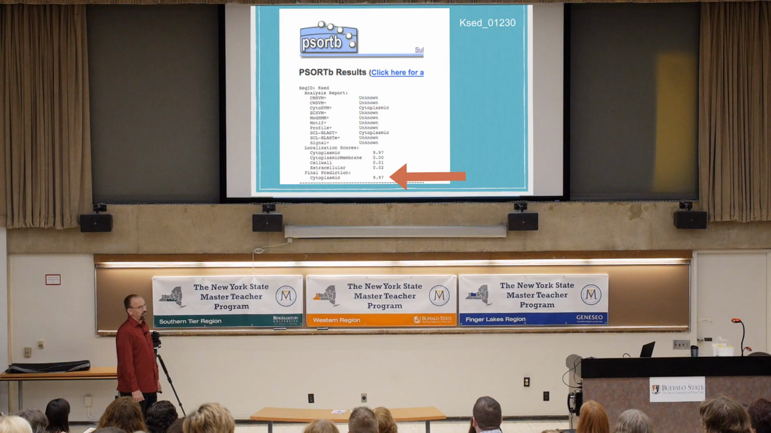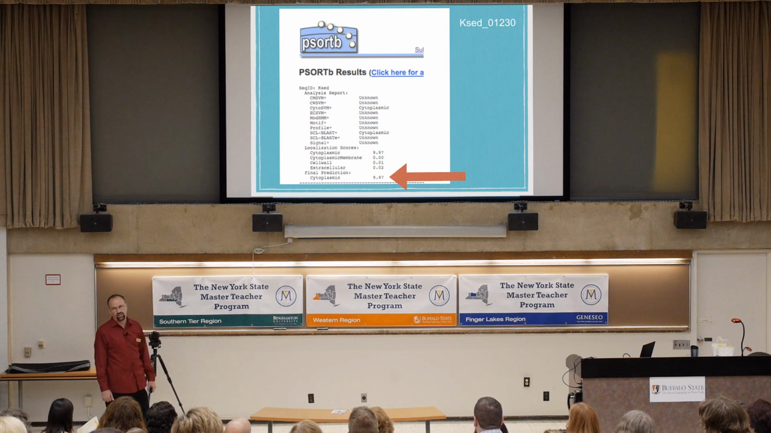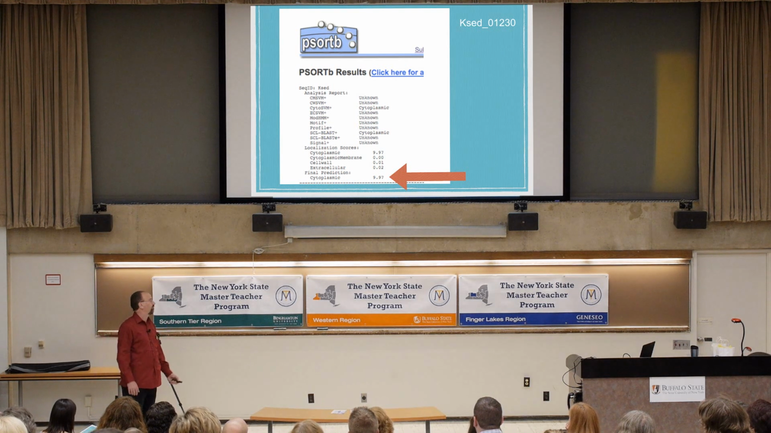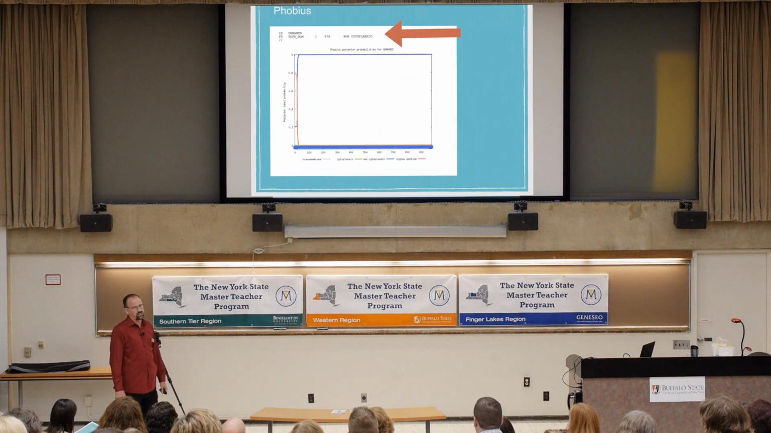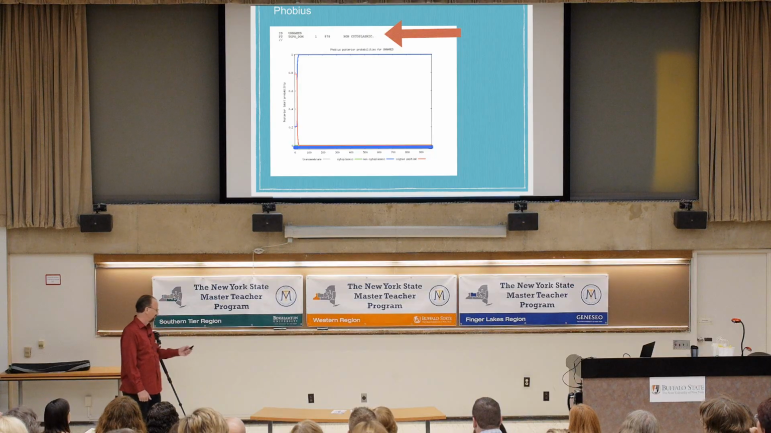For example, this is a website called PSORT-B, and it shows that the gene product is cytoplasmic. Wow. Then the student does a Phobius graph, and then up at the top it says non-cytoplasmic, and then I get an email from the teachers. Why is this conflicting? I have to remind them that Phobius is very good at predicting transmembrane helices and signal peptides, but not very good at predicting gene product location.